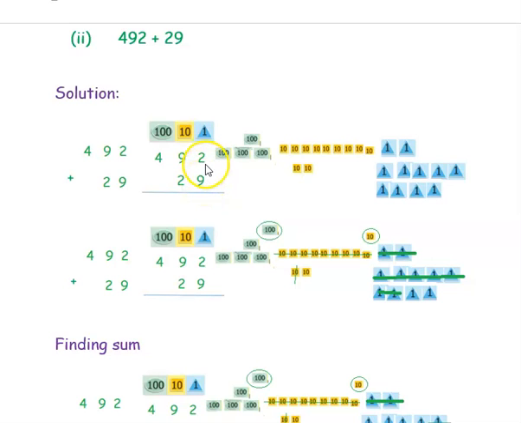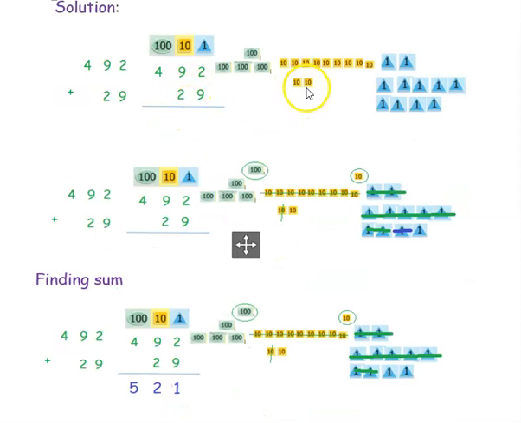So we'll write the number of ones, tens and hundreds. We have 2 ones. So I have written 2 ones here. And we have 9 tens. 1, 2, 3, 4, 5, 6, 7, 8, 9 tens. And we have 4 hundreds. 1, 2, 3, 4 hundreds. Next we'll represent 29. In 29 we have 9 ones. 1, 2, 3, 4, 5, 6, 7, 8, 9 ones I have written. We have 2 tens. So I have written 1, 2. So 2 tens.